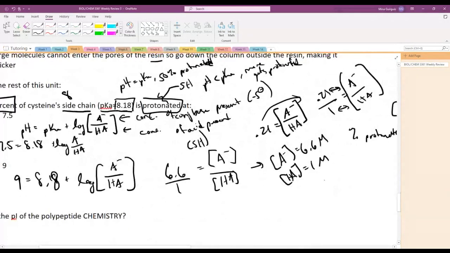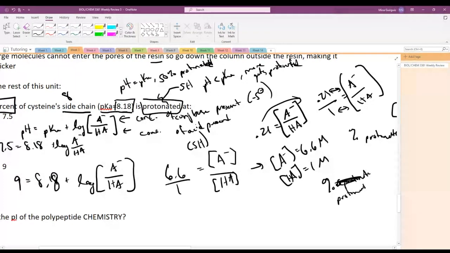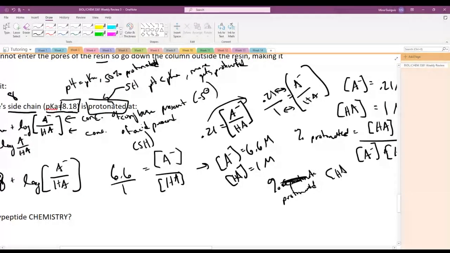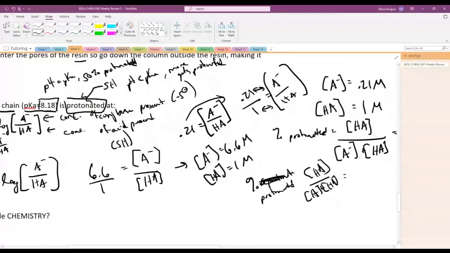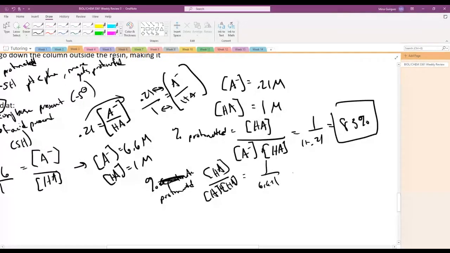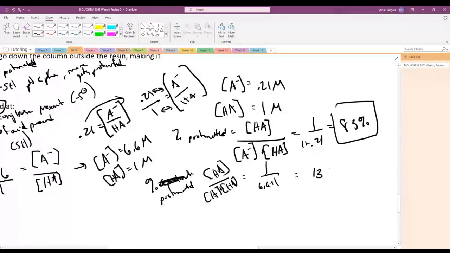And then I'm looking for percent deprotonated. Or I'm sorry, I'm looking for percent protonated still. Ignore all of that. Percent protonated is now equal still to HA over A minus plus HA. So that's going to be 1 over 6.6 plus 1, or 1 over 7.6. And the number, to two significant figures, is about 13%.